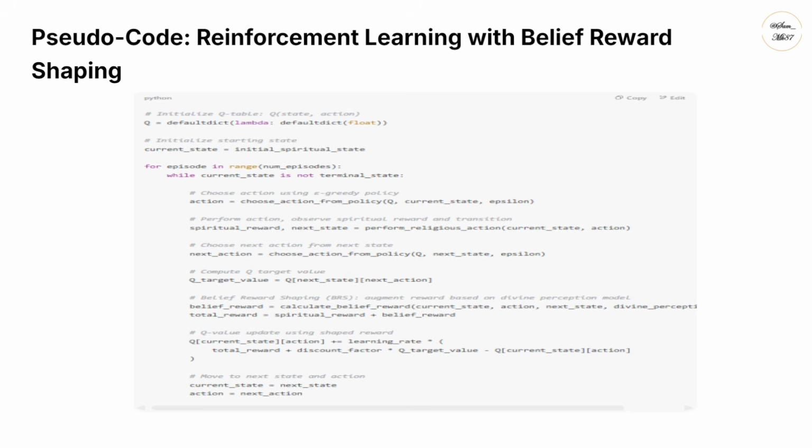This framework could help future AI systems that need to operate under value-based constraints, where rewards are not always immediate or obvious, and ethical alignment matters as much as performance.